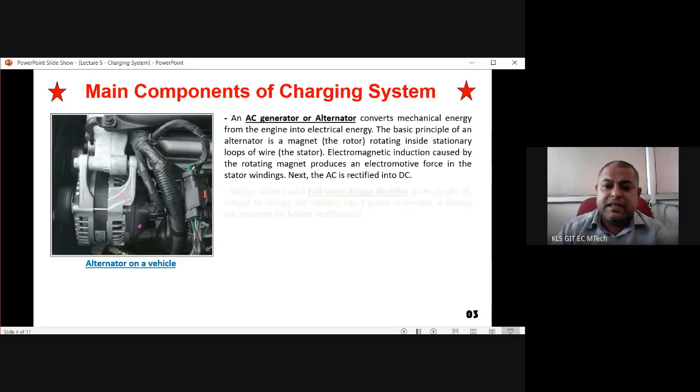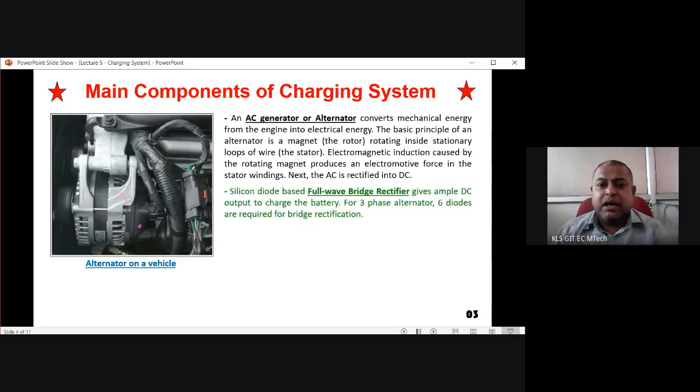Next, this AC is rectified to DC. How is the AC getting rectified to DC? For that, a full wave bridge rectifier is there. If the alternator is 3-phase, that means we have to use a 3-phase bridge rectifier, and that bridge rectifier will be using 6 diodes in a certain configuration. And certain times, for a very smart kind of bridge rectifier, we are using 8 diodes. Though there are 3 phases, we are using 8 diodes. Okay, so all those configurations will be shown here.